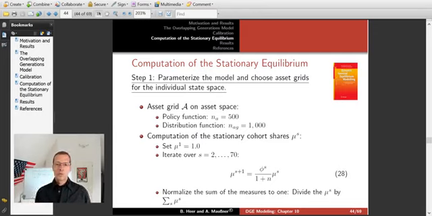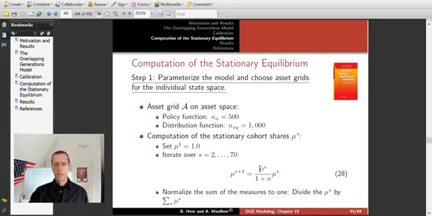We compute the stationary cohort shares μs of the s-year-olds. To do this, we start the iteration by setting the measure of the 1-year-olds equal to 1 and iterate over the next ages s equal 2 up to 70 by using this iteration 28. So we take, for example, the 1-year-olds, which will have measure 1.